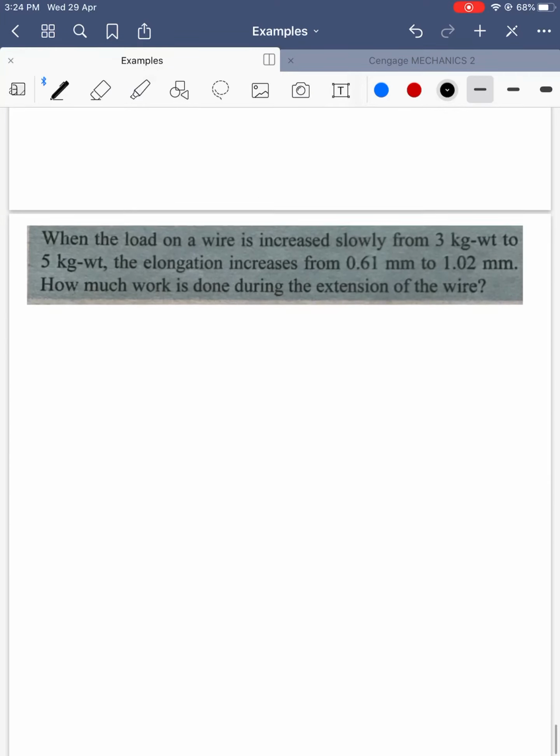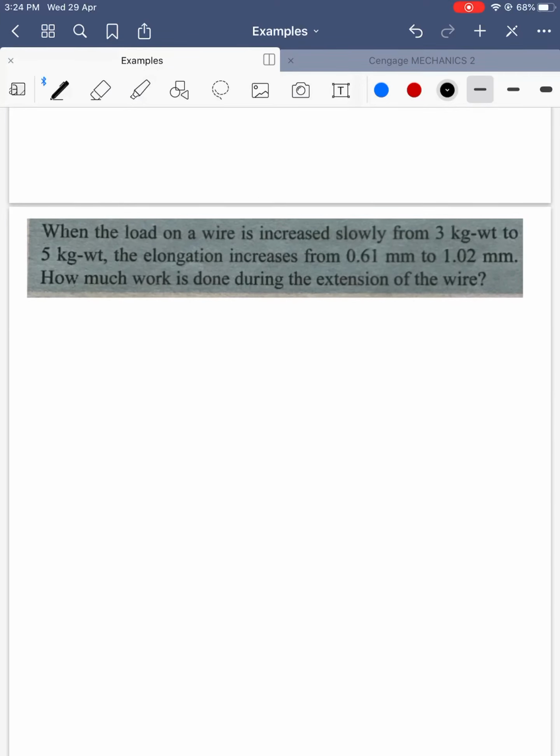You just substitute the other values and get the value of Y. Okay, let's go to the other question. Listen to this part carefully. When the load on a wire is increased slowly from 3 kg weight to 5 kg weight, elongation is increased from 0.61 to 1.02. How much work is done during the extension of the wire? Work done is nothing but the change in potential energy.